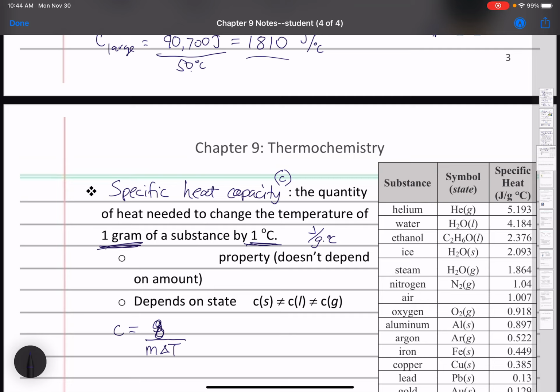Where Q represents heat in joules, and M is equal to mass in grams, and change in temperature in degrees Celsius.